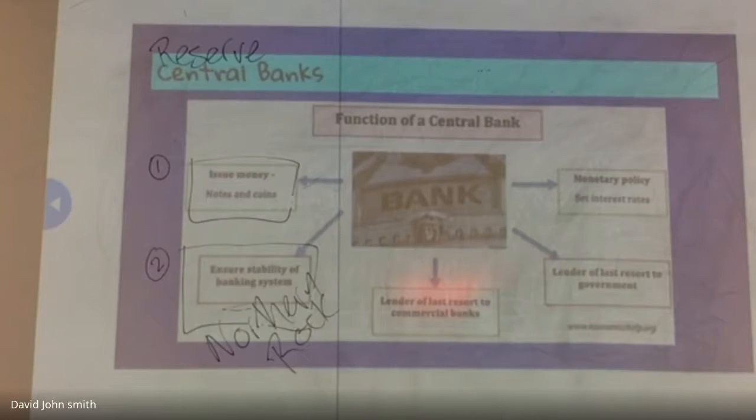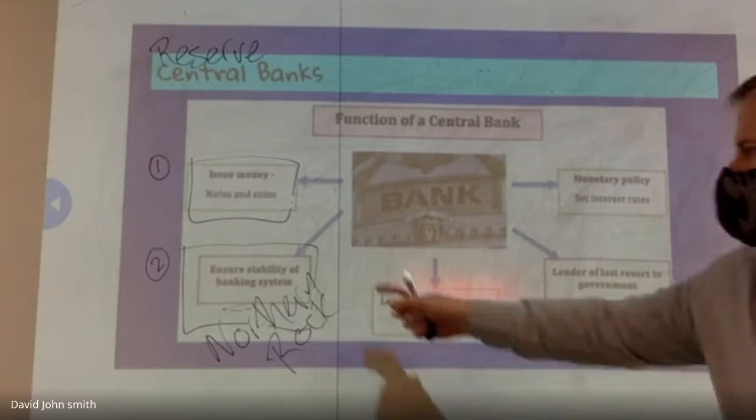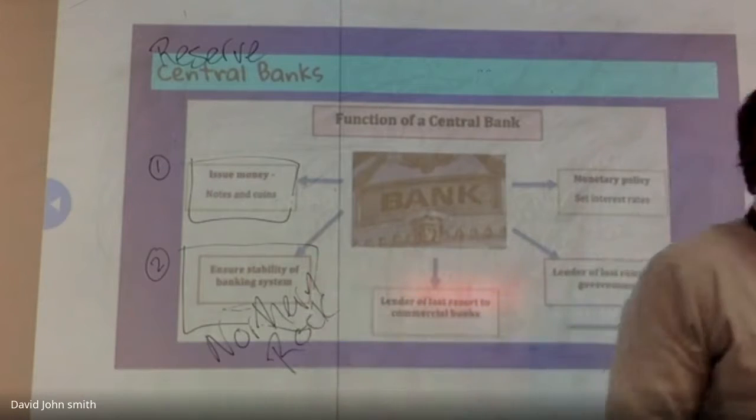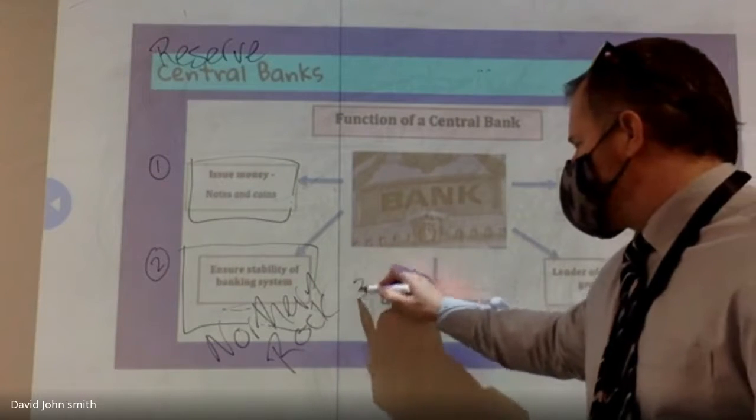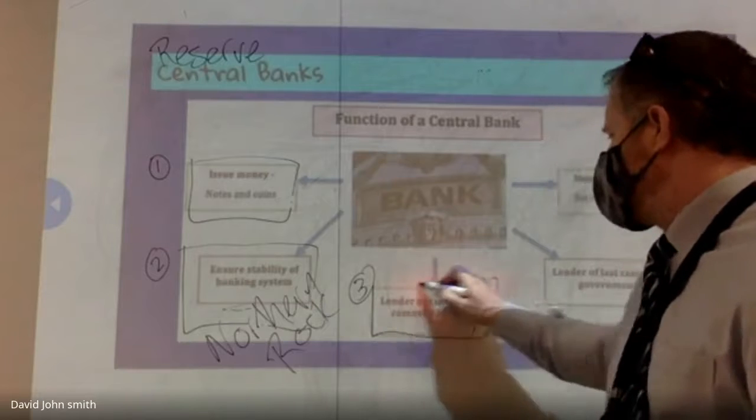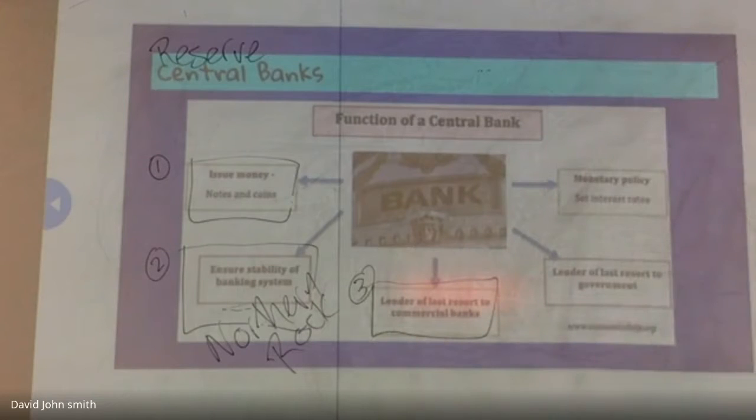But that sort of thing can happen. All that has to happen is people have to panic and go and get their money out. So their job is to make sure that doesn't happen. So therefore, part of that is this. Job number 3. They are what's called a lender of last resort to commercial banks.